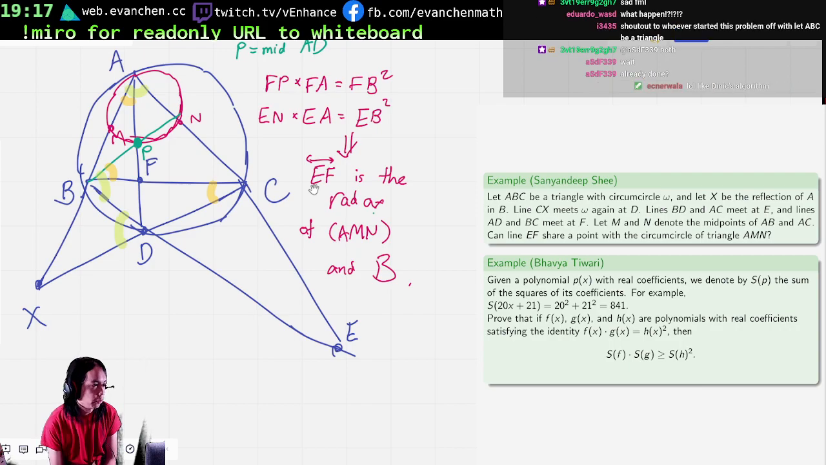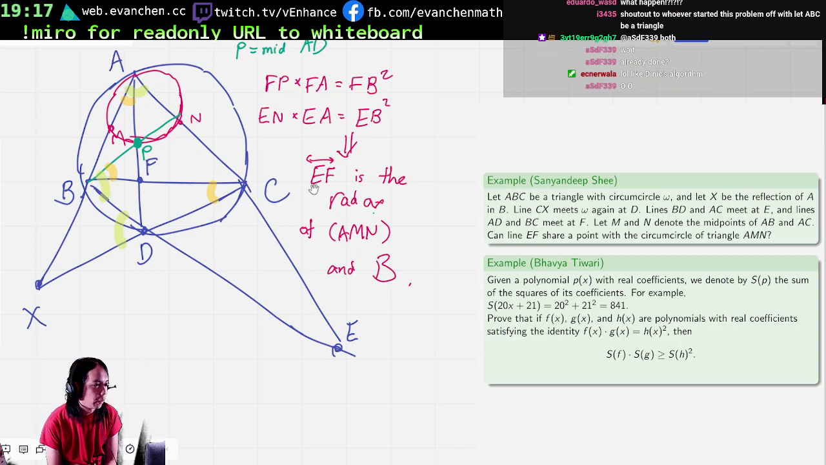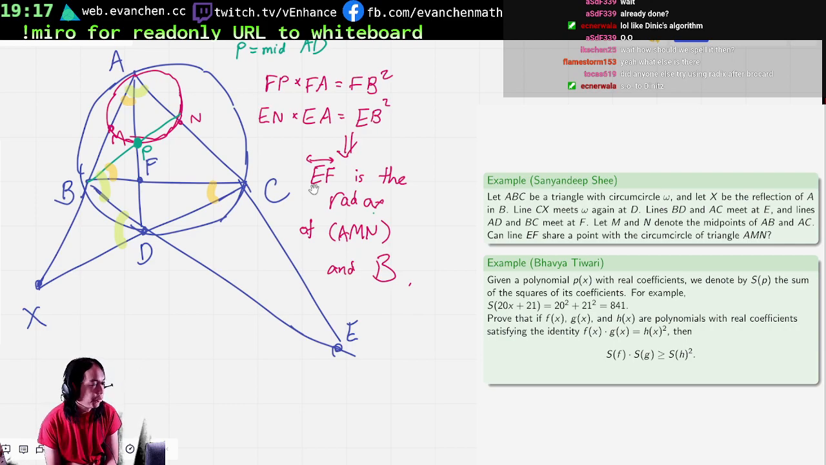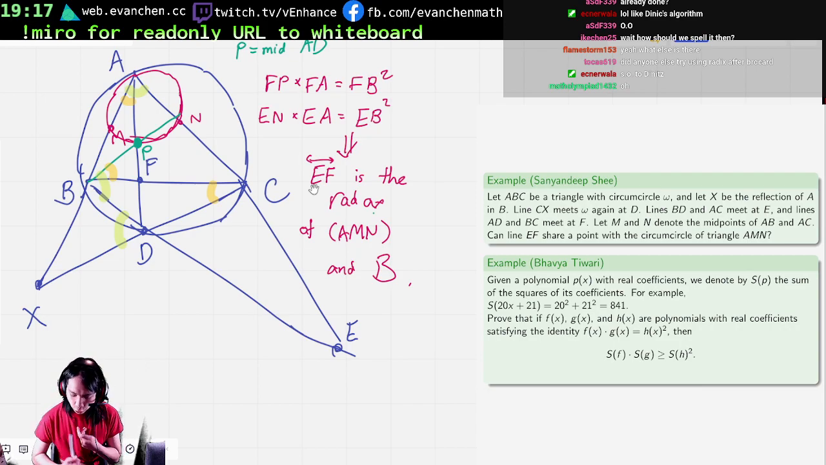Yeah, no, that's a whole solution. Like E and F have equal power because of the angles, the end. So other ways that you can do this are, for example, if you don't want to use any angles at all, what you can do is the following.